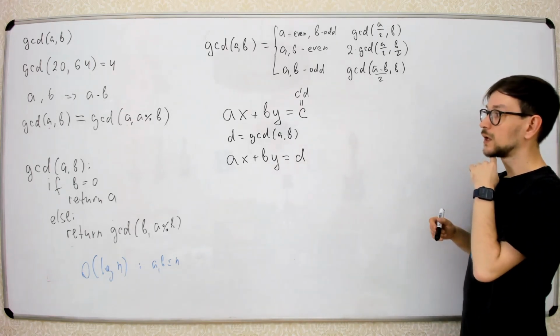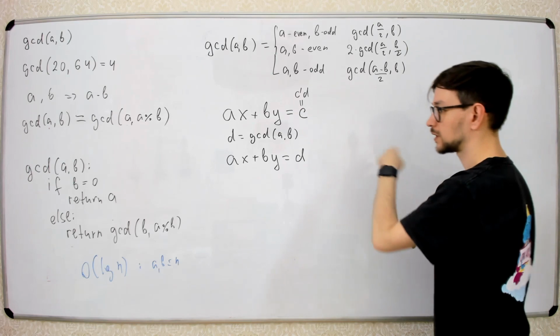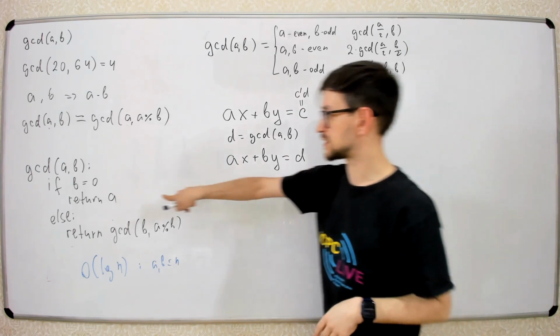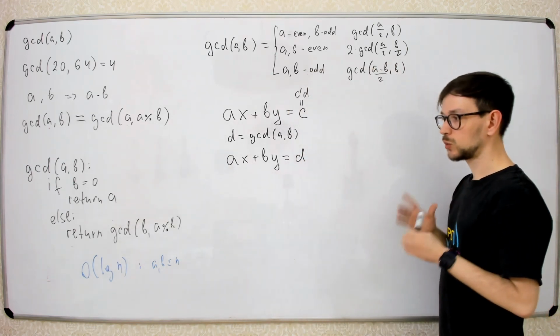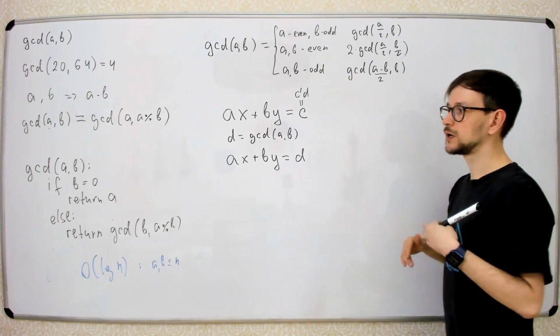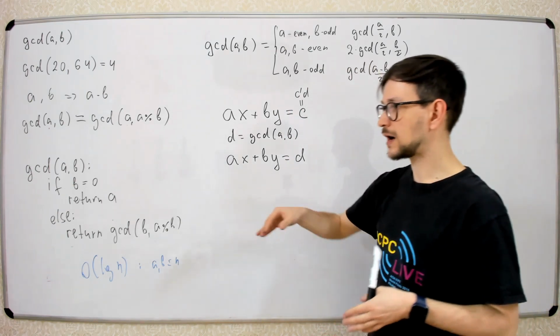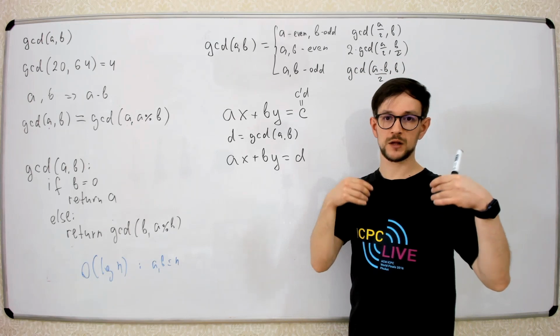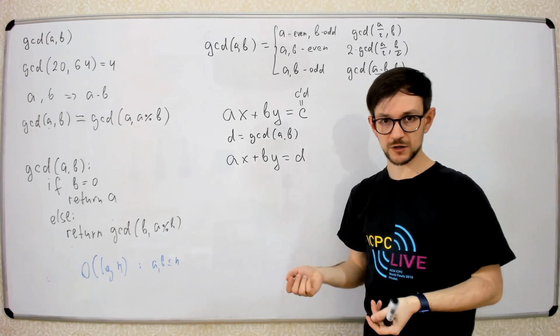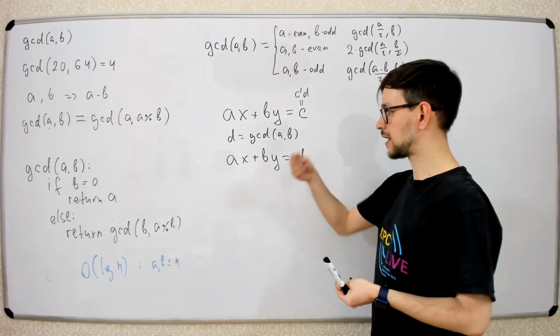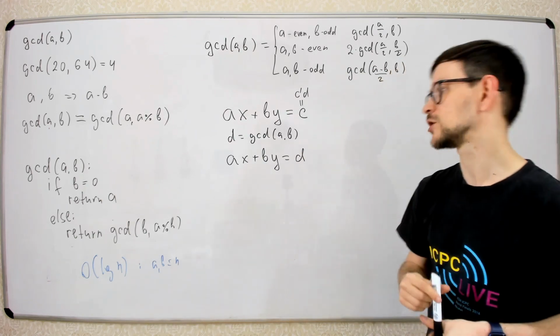Okay. So, how to find the solution? We will find the solution using the same algorithm as here. What we'll do? We will run the same algorithm, but we will return not only the value of greatest common divisor, but also the linear combination of A and B, which gives you the same combination.